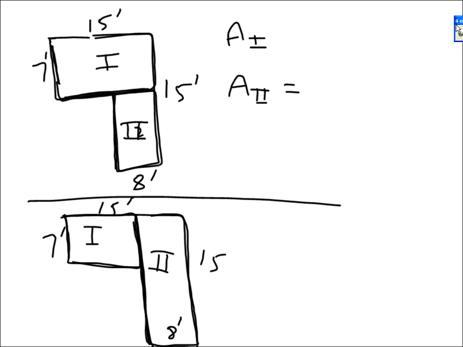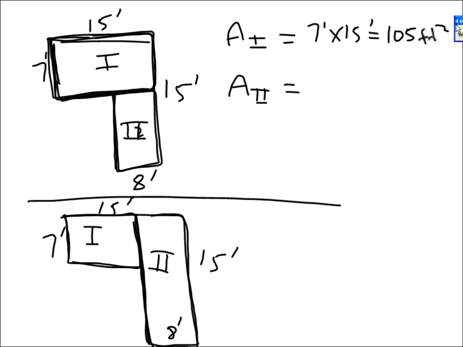Everything is feet. Well, area 1 is 7 feet by 15 feet. 7 by 15. 7 times 15 times foot, which is foot squared. Region 2 is a little bit of a headache, because I know this is 8, but I don't know how long this is. But I know the whole thing is 15.